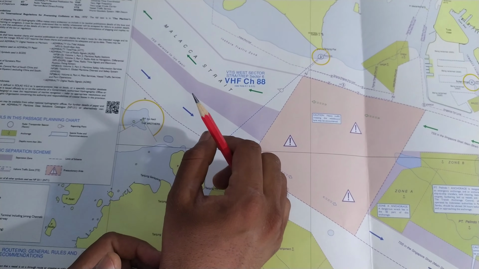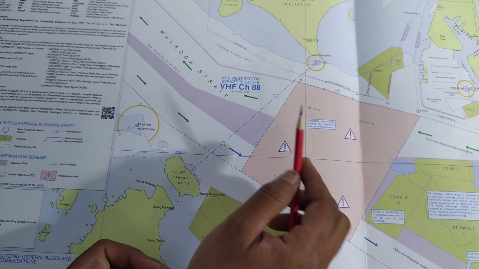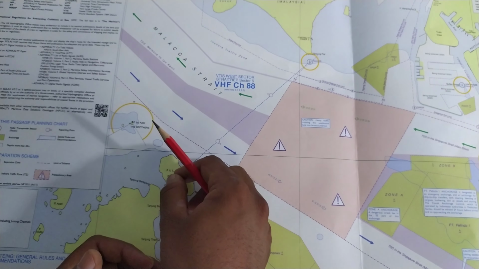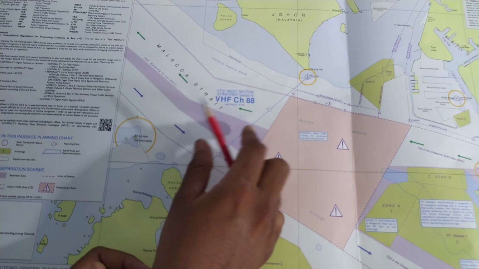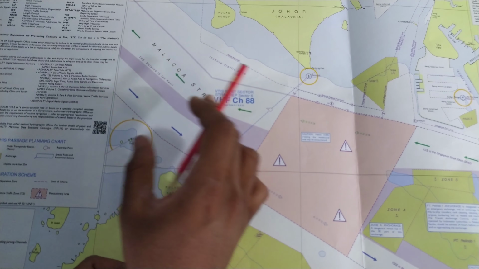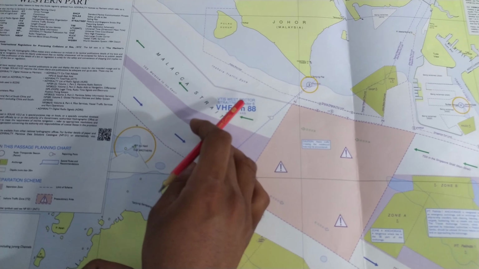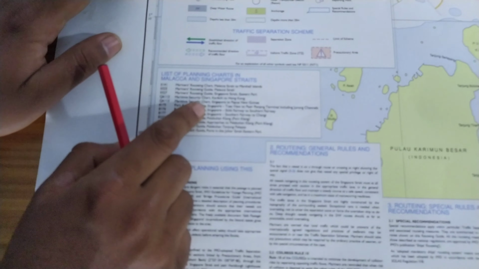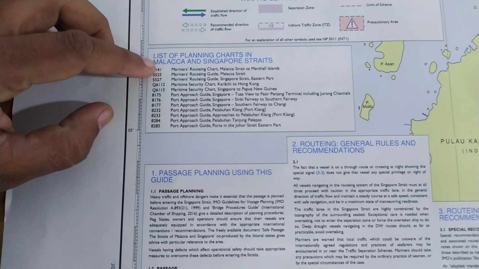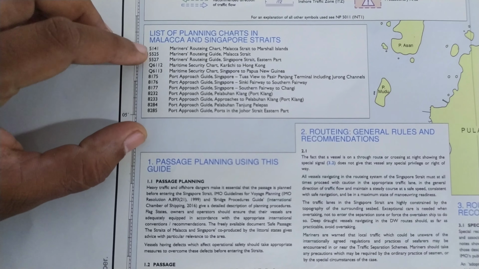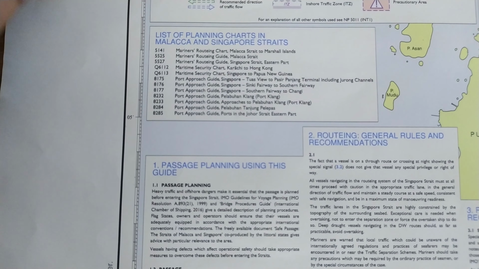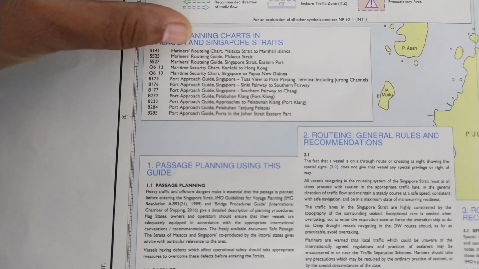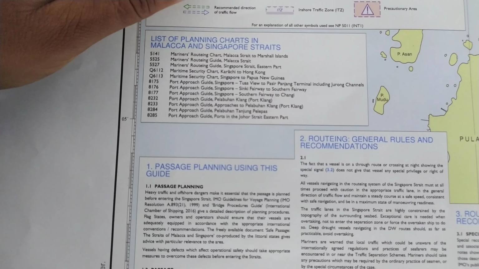So if you want to find out where the reporting line is, you will just have to take the lat long of these two points and transfer it into your charts. Basically this way you can get a reporting line on your chart. After this, next comes the list of planning charts that are covered in this region. We are using 5524, 5525 and 5527, which are the adjacent charts, one on the east and one on the west. Then the port approach guides, then which routing chart applies.